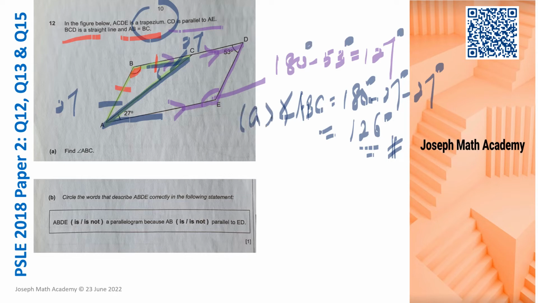Let's move on to part B. Now, they ask us a question. ABCD, is it a parallelogram? So let's take a look at the four-sided figure, the quadrilateral ABCD. Now, to be a parallelogram, all right, the internal opposite angles must be the same. So let's take a quick look.